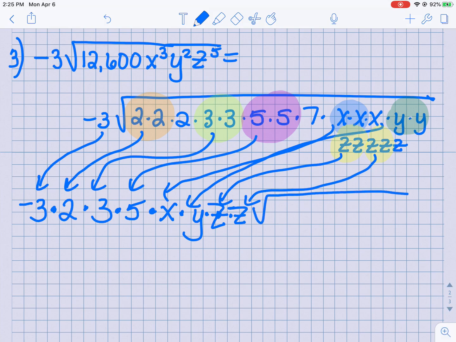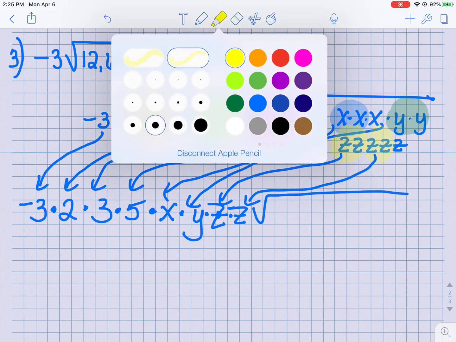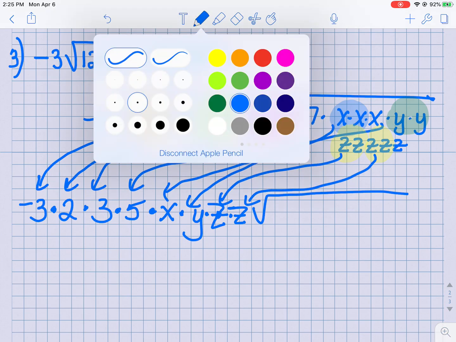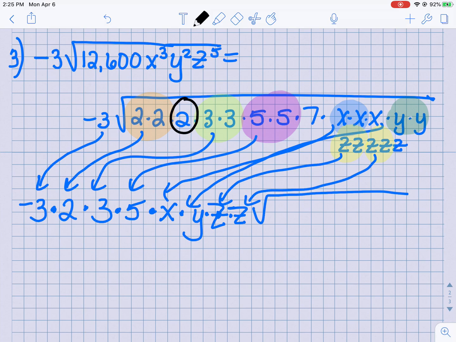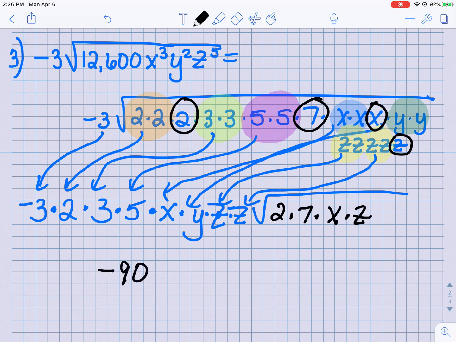And then we got to go carefully back and see what we're left with. And what we're left with, I'm just going to put a circle around them. We have a 2 left, a 7 is left behind, an x is left behind, and a z is left behind. So 2 times 7 times x times z. Now it's just a matter of simplifying. Negative 3 times 2 times 3 times 5 is going to be negative 90. X doesn't have anything to put with it, and a y. And then z times z is z squared. You can put the dots between the letters, you don't have to. And then inside we have 14xz.